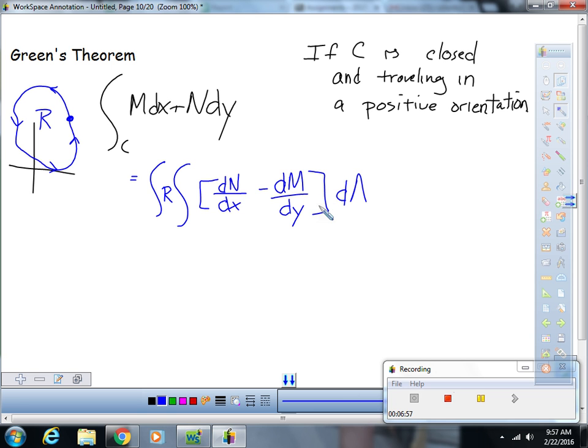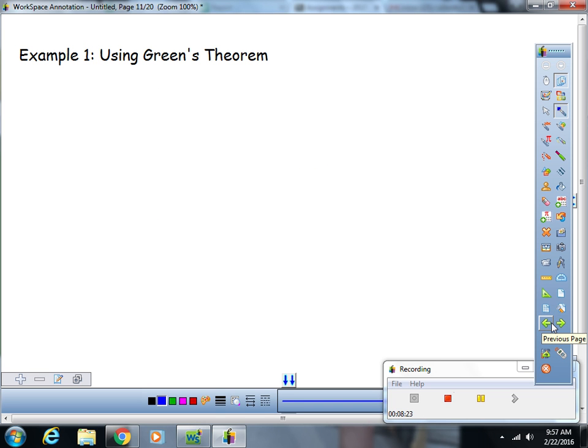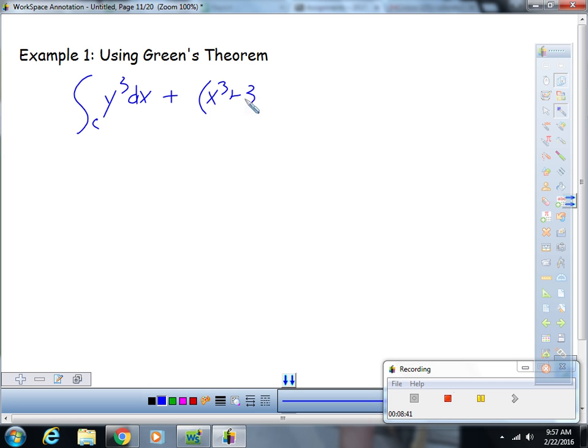So now let's see this in an example. Let's say you've got y cubed dx plus x cubed plus 3xy squared dy. Now, are there any questions? Because there might be a good question for you to ask right now.